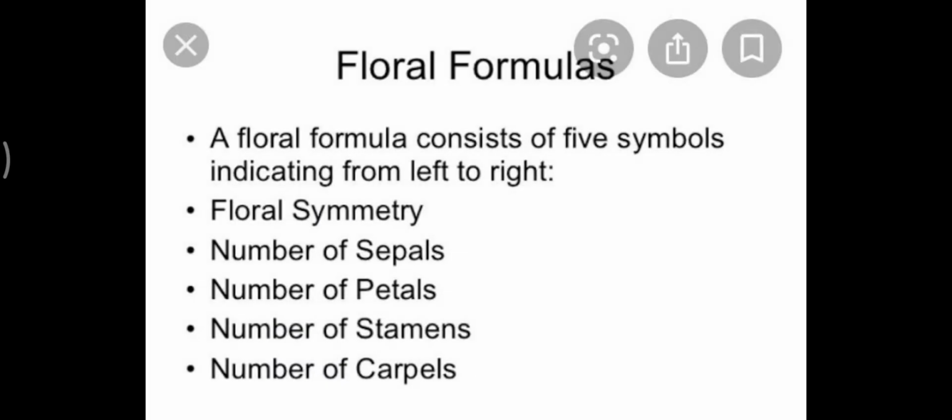Now let us see what the floral formula has. The floral formula has basically the 5 symbols from left to right, that is the floral symmetry, number of sepals, number of petals, number of stamens and number of carpels. So symmetry is basically zygomorphic, actinomorphic. Sepal is represented by S, petal is represented by C, then the stamen is represented by A alphabet and carpel is represented by G. This is the symbol that we are going to use.